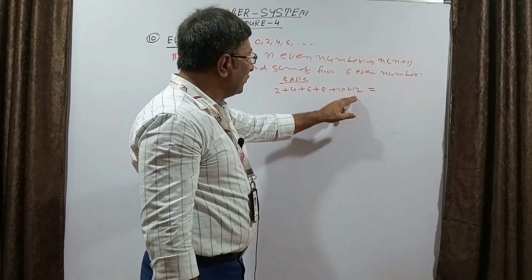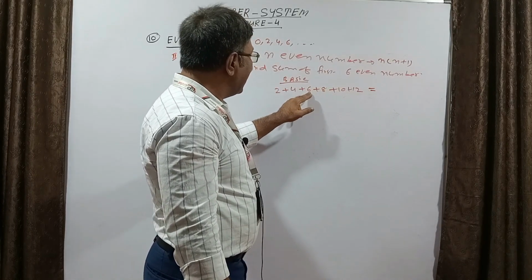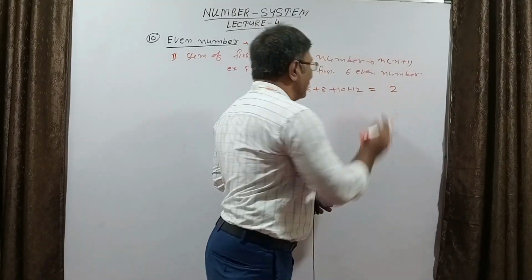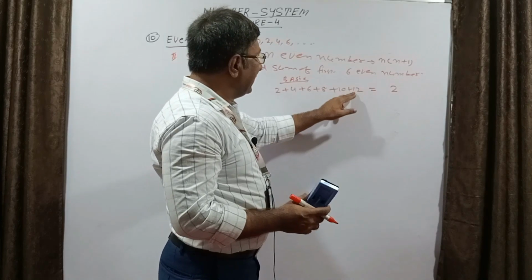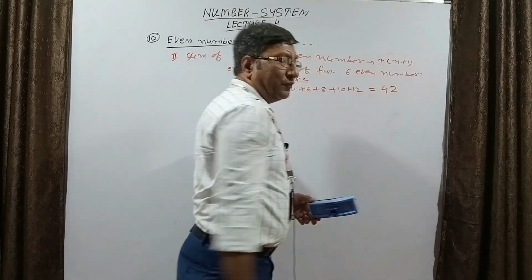So this is 2 plus 0, 2. 2 plus 8, 10, and 6, 16, and 4, 20, that is 22. Now carry 2. So 2 plus 1, 3, and 3 plus 1, 4. So this is 42.